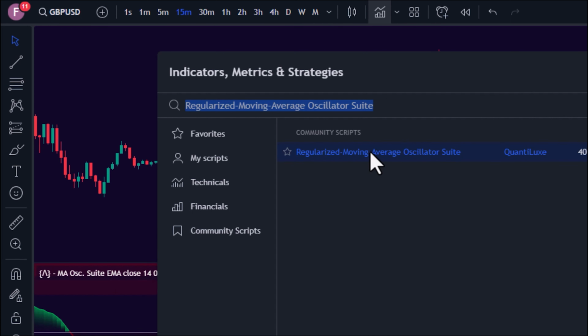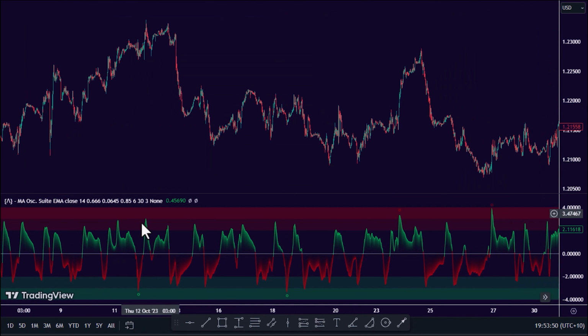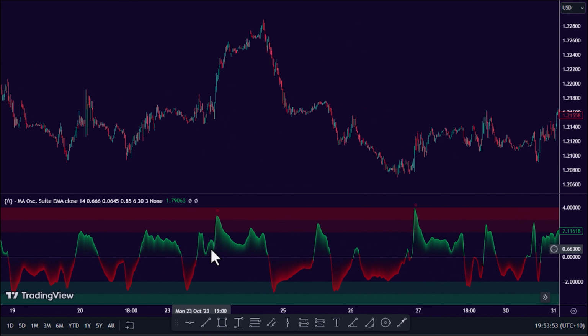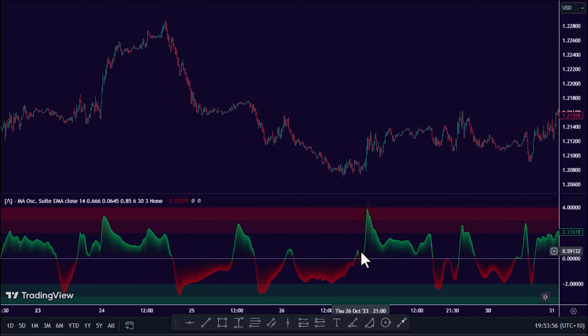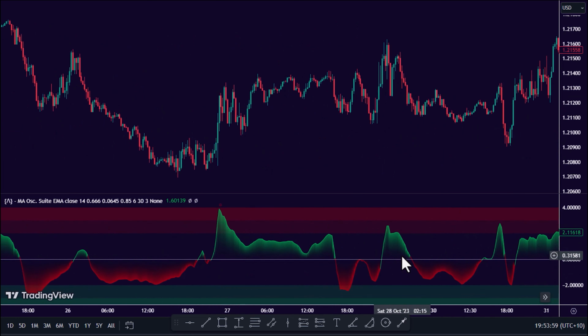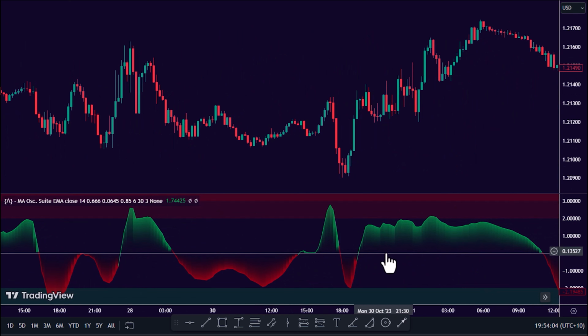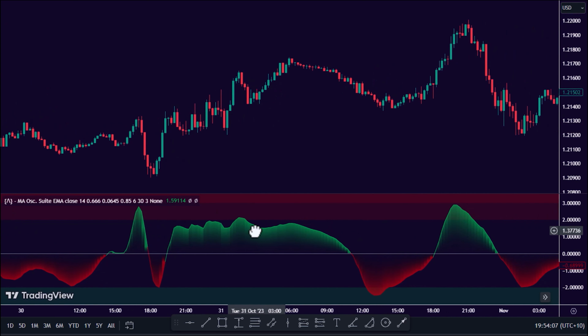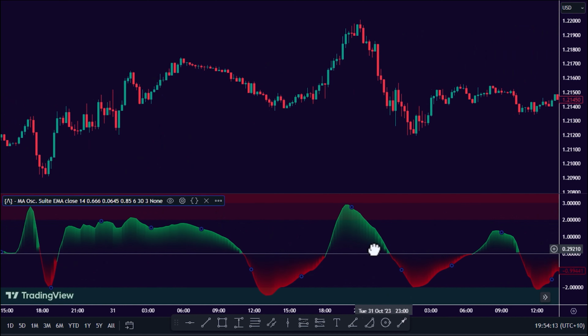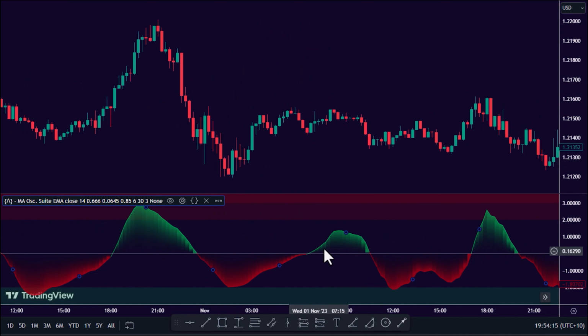The Regularized MA Oscillator Suite calculates the moving average, MA, based on user-defined parameters such as length, moving average type, and custom smoothing factors. It then derives the mean and standard deviation of the MA using a normalized period. Finally, it computes the z-score by subtracting the mean from the MA and dividing it by the standard deviation.